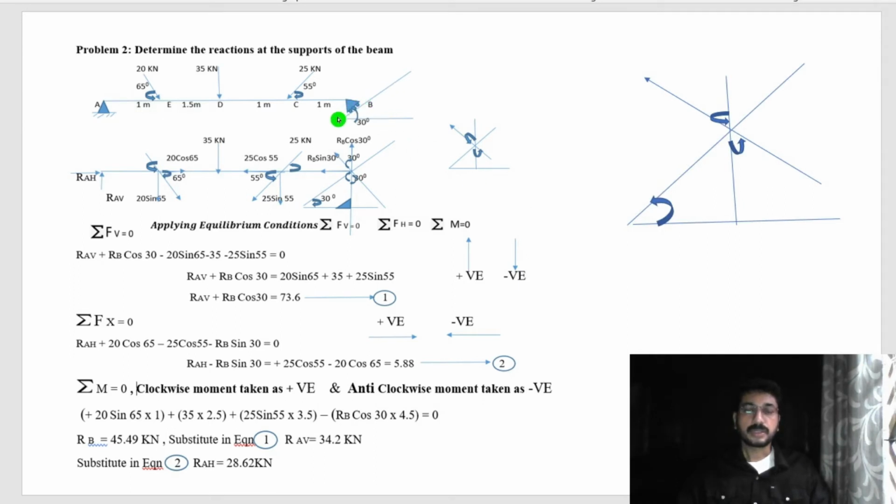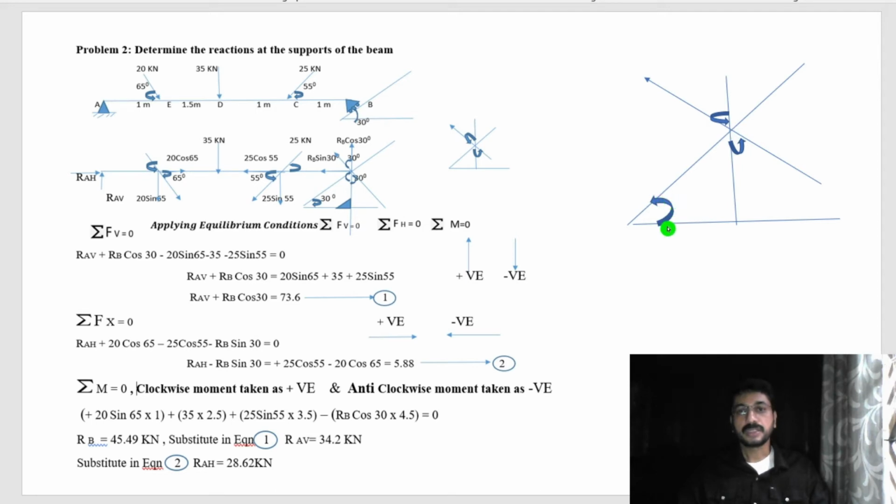Here the roller support is placed on an inclined plane. The reaction at B has two components, that is RB cos 30 and RB sin 30 along the x-axis. The enlarged view of the roller support RB is drawn here.